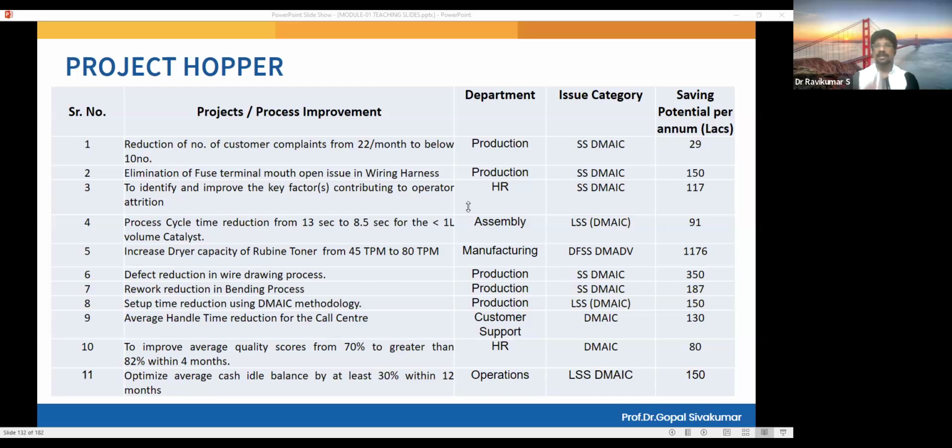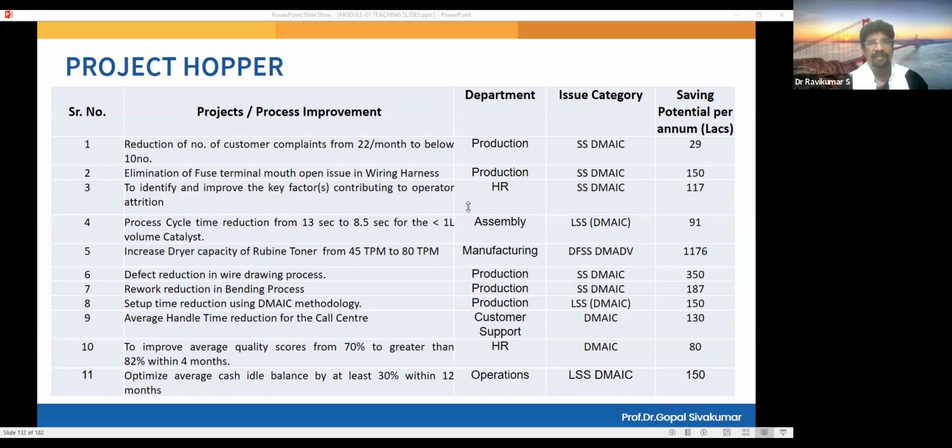Okay, customer complaints. Customer complaints are concerned with effectiveness. That means obviously it is a Six Sigma project. So what is the customer going to complain about? Defects, right? Then elimination of fuse terminal mouth open issue in wiring harness. So if you go through it, you can find most of the projects are Six Sigma projects.